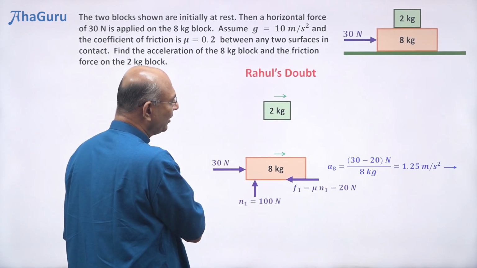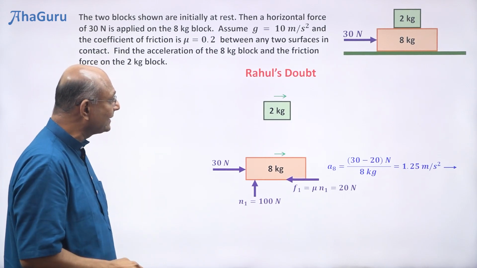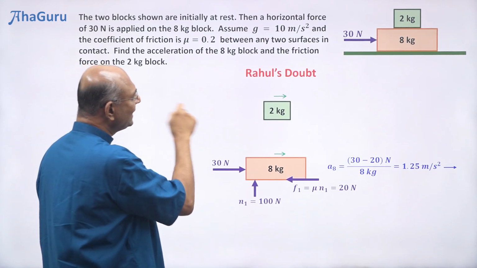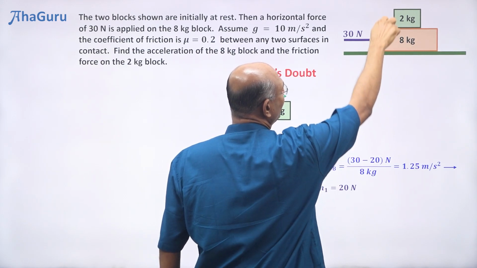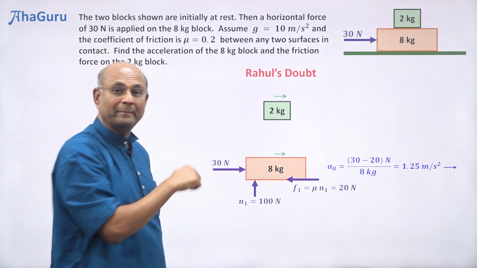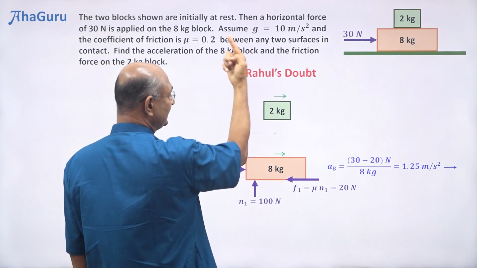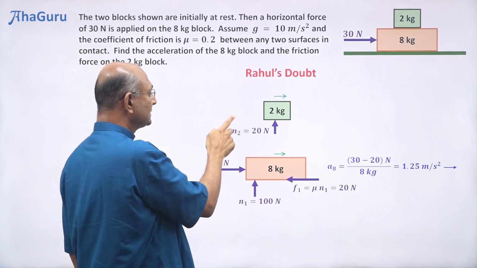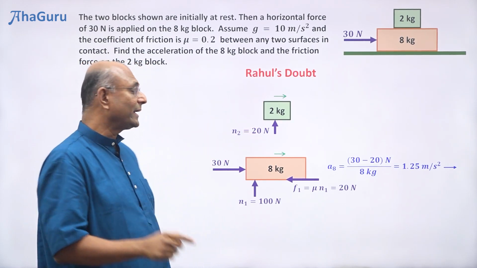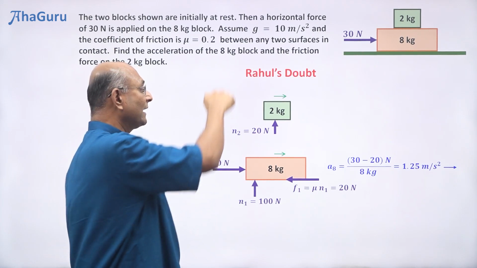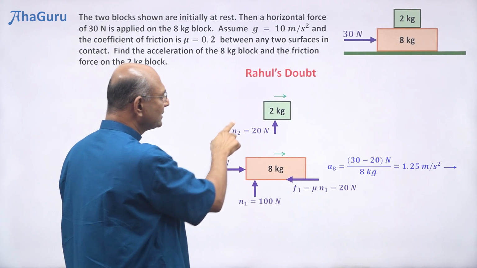So the 2 kg block, what is the friction force on the 2 kg block? That is the question, right? That's also one part of the question. So for that, he says, well, the 2 kg block is sitting on this 8 kg block. So gravitational force mg is pulling it down. So there must be a normal force like this, which is N2, which is 20 newtons. Why? M into g, 2 into 10, that is the gravitational force. Gravitational force is 20 newtons. So the normal force must be 20 newtons. So this is also correct.